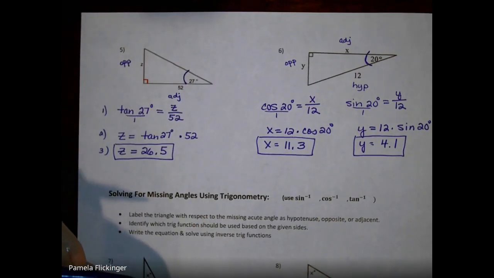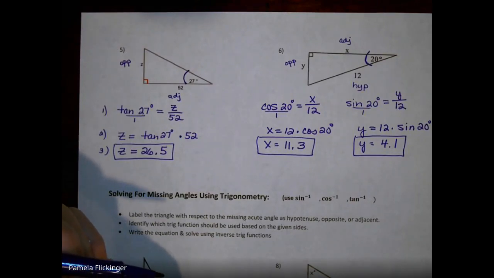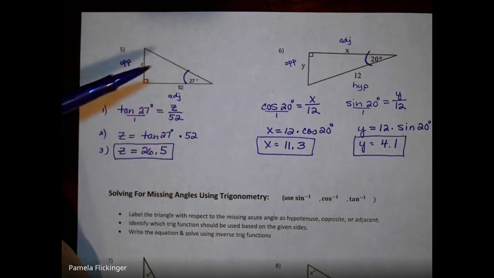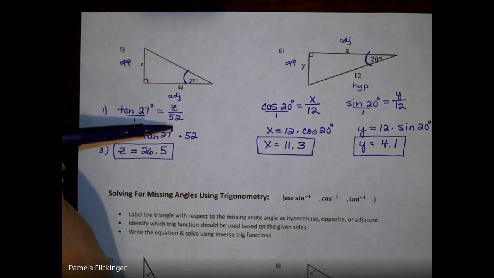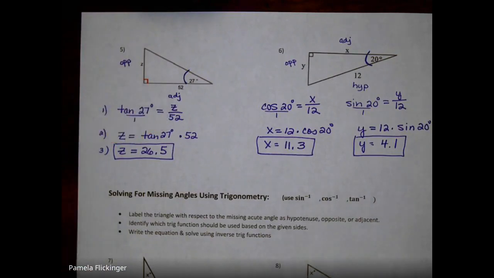All right, so this is what you're doing today. We're finding and solving for missing sides of our right triangles using trigonometry. All right, remember, sometimes the variable will land in the numerator, but sometimes it does land in the denominator. And when that happens, like back in example 4, you're going to be dividing, not multiplying.